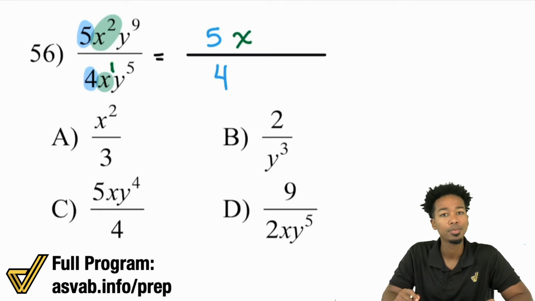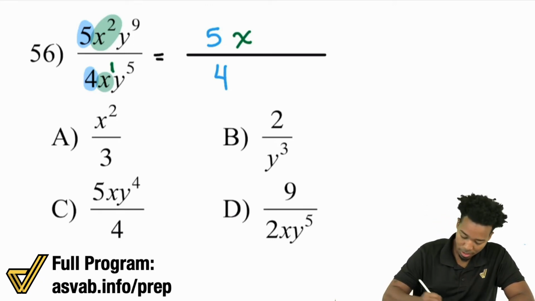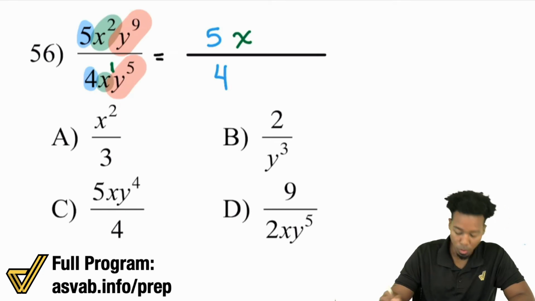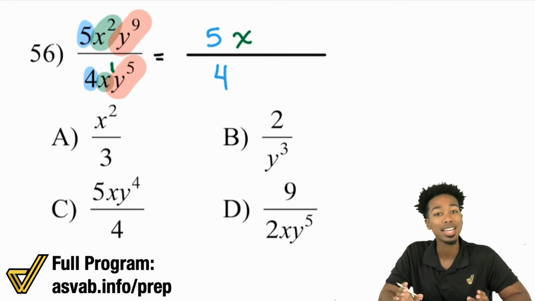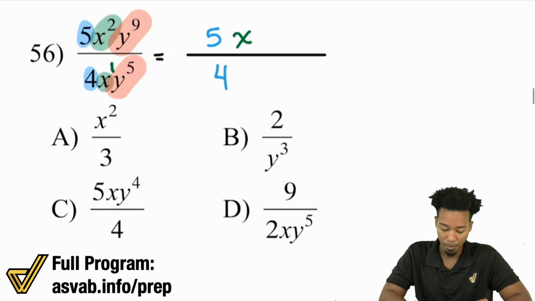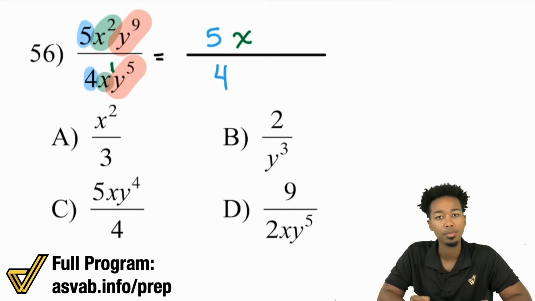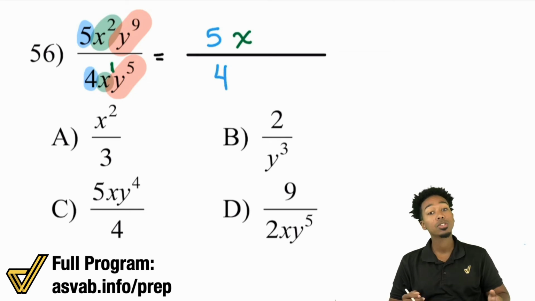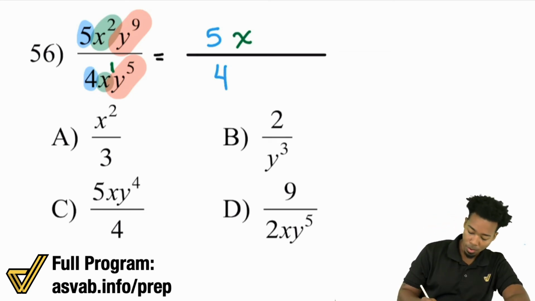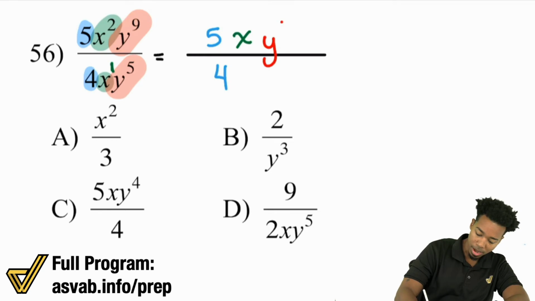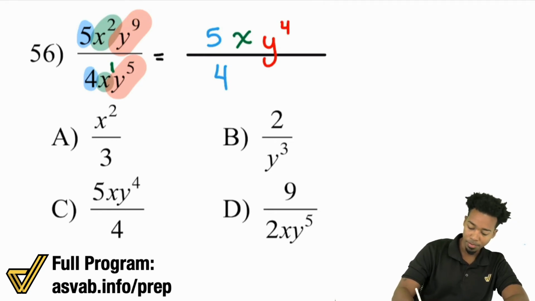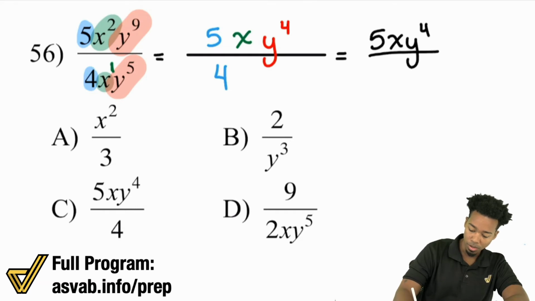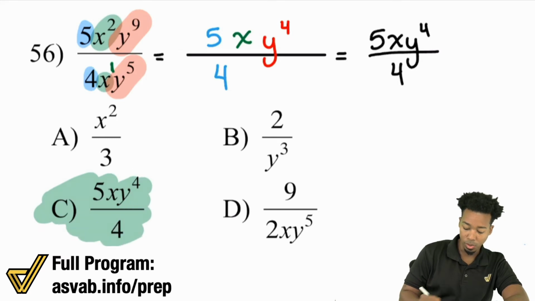And there you go. Now lastly, let's take care of the Y to the power of nine over Y to the power of five. We're canceling out, we're subtracting the exponents, because we have nine up top, five of them on bottom. So when you divide, you're canceling out five on top and bottom. And so nine minus five, what we'll have is y to the power of 4 up top, making the final answer 5x times y to the power of 4 all over 4. And that is answer choice C.